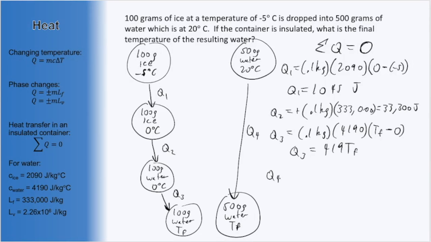And for our last heat here, Q4, this is now the 500 grams of water cooling down, so this is a temperature change. This time the mass that I'm using is the 500 grams, which is 0.5 kilograms, multiplied by the specific heat of water, which again is 4190, multiplied by the change in temperature. The T final is the T final that we're looking for, minus this time the initial temperature is 20 degrees Celsius. Multiplying this out will give me Q4 is equal to 2095 T final minus 41,900.